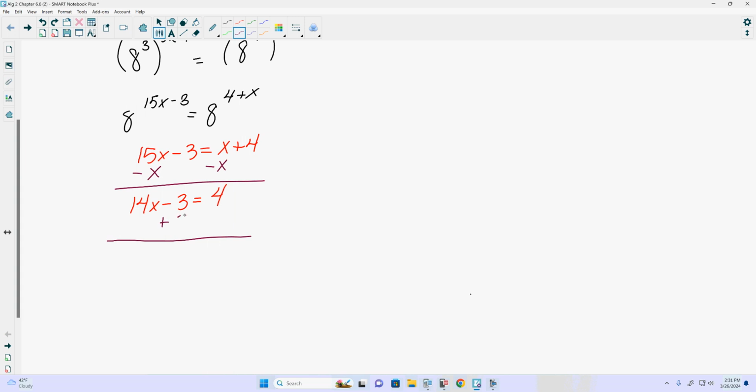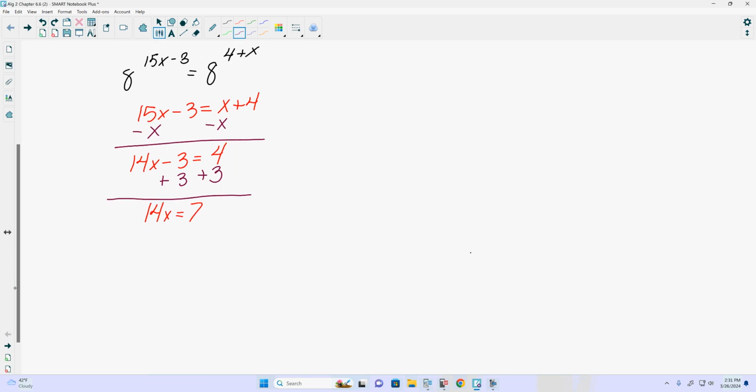Next thing we can do is add 3 to both sides. 14x is equal to 7. Almost. Because 7 over 14 reduces to 1/2. So 1/2 is our answer. Questions on this here?